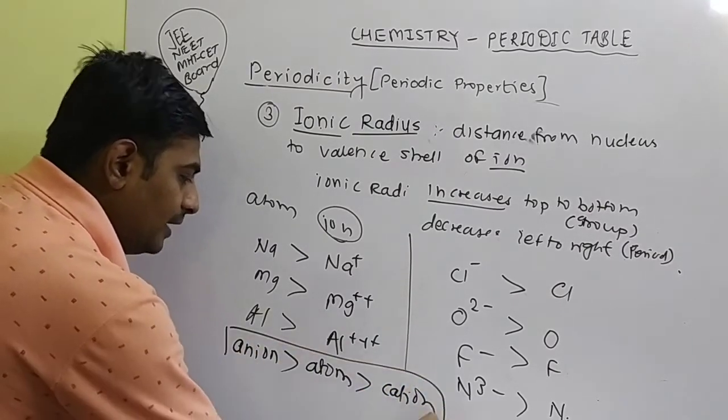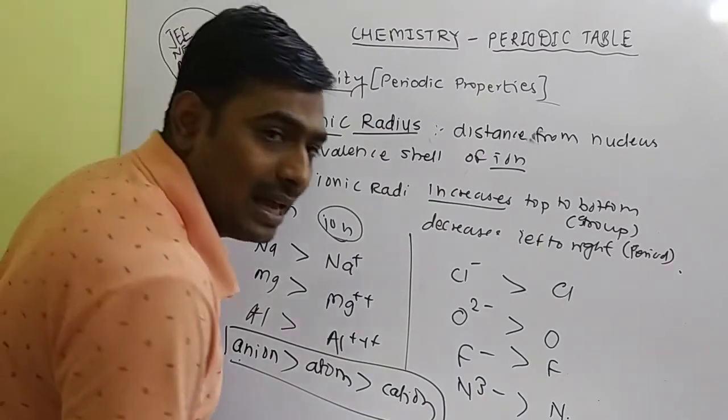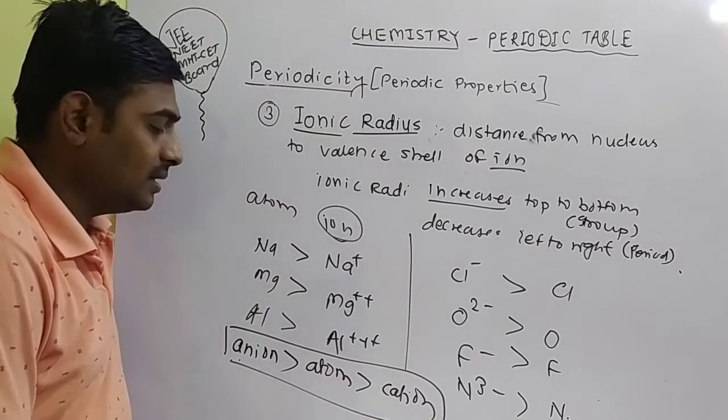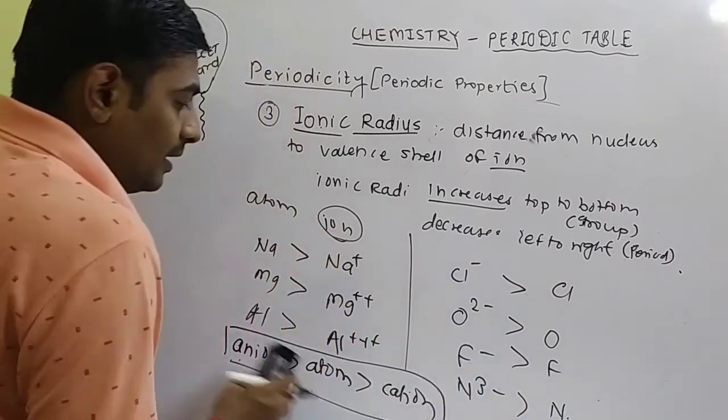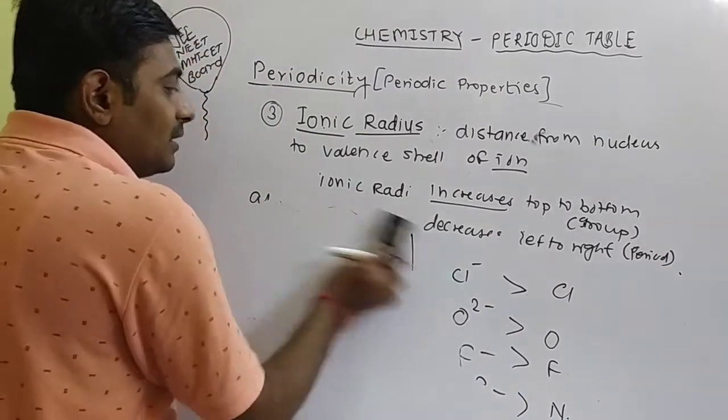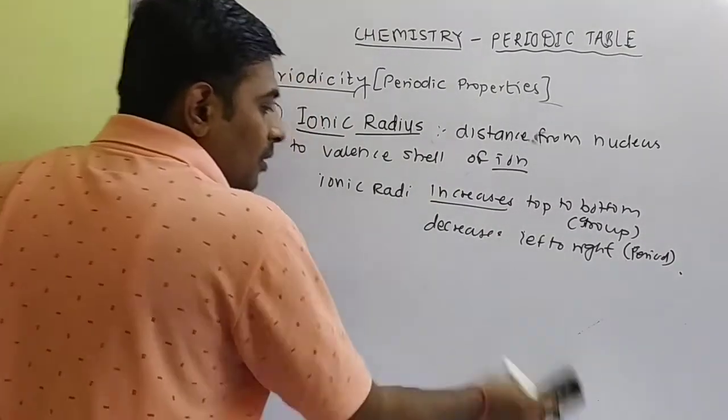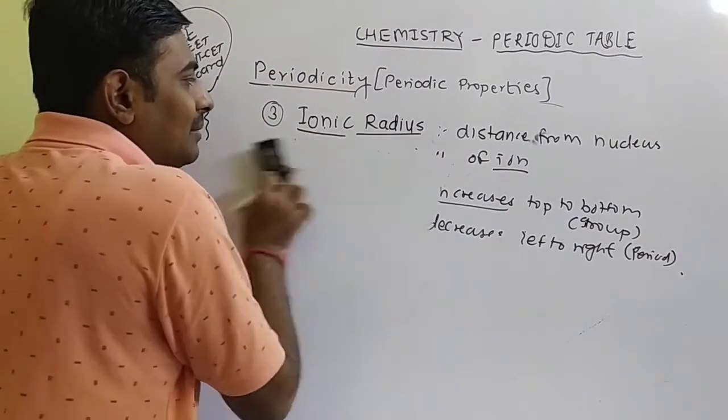It's a very important thing. In the periodic property, anion is always larger than its atom, and the atom is larger than its cation. This is a very important concept. A question may be asked.